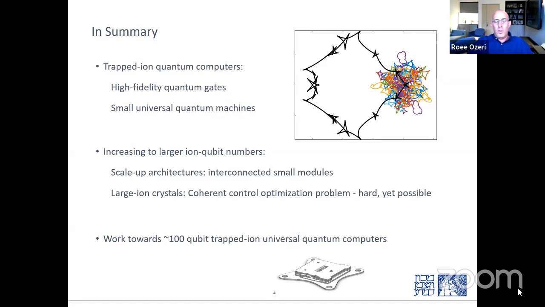One long-term path that the trapped ion quantum community is taking is trying to scale these up using architectures in which small modules are interconnected. But the more intermediate-term goal is using these large ion crystals and coherent control optimization techniques in order to drive, again, our favorite high fidelity quantum gates on these long chains. This is not an easy problem, yet it's possible. If you look, for example, here at our 12 ion trajectories, these paths through phase space are pretty awesome looking. And we believe that this work towards a 100 qubit trapped ion universal quantum computer that we do in our group as well would yield useful machines in the near term.